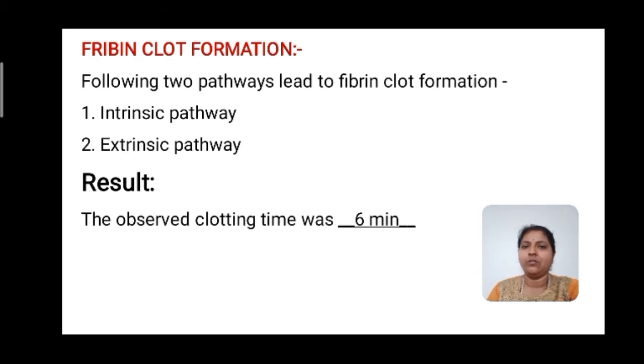Fibrin clot formation. There are two pathways, the intrinsic pathway and the extrinsic pathway. In case of the intrinsic pathway, those cells or tissues are involved which are directly in contact with the blood and they are getting damaged. They lead to the formation of the intrinsic pathway. While in case of the extrinsic pathway, when there is an external injury, it leads to the formation of the extrinsic pathway. Result. For example, the observed clotting time was 6 minutes.